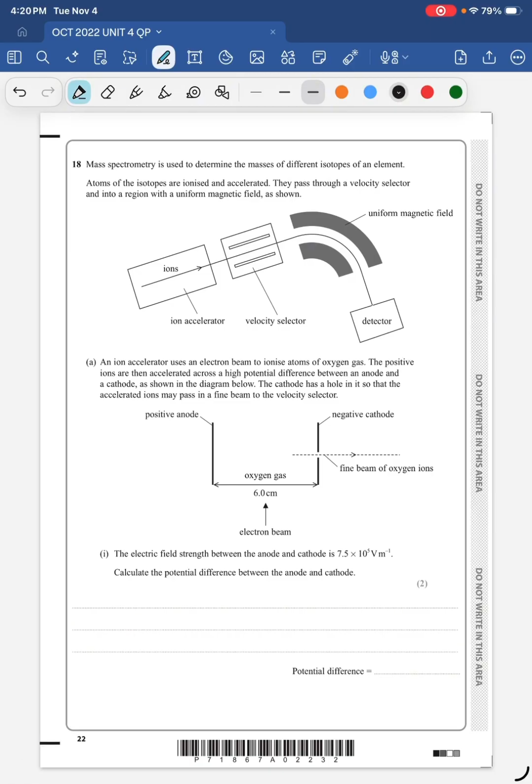Question 18. Mass spectrometry is used to determine the masses of different isotopes of an element. Atoms of the isotopes are ionized and accelerated. They pass through a velocity selector, this part over here, and into a region with a uniform magnetic field as shown.